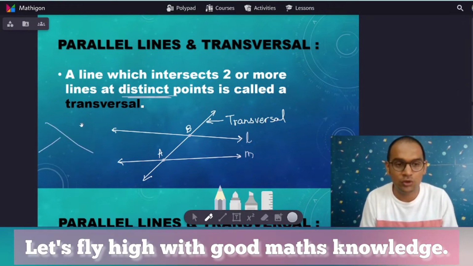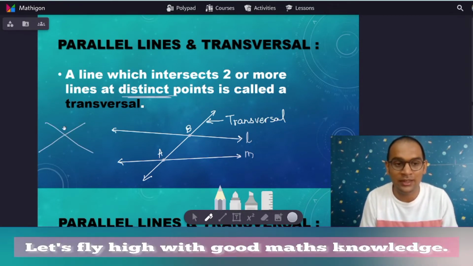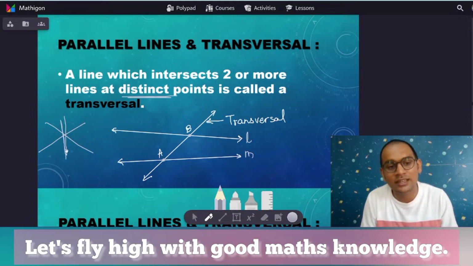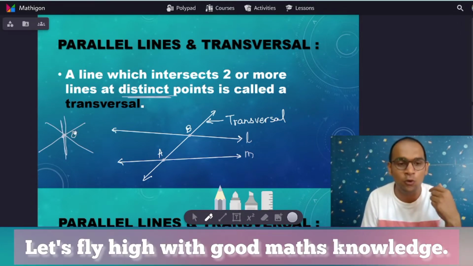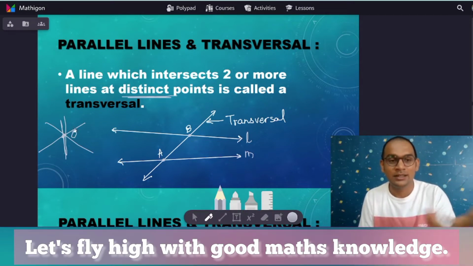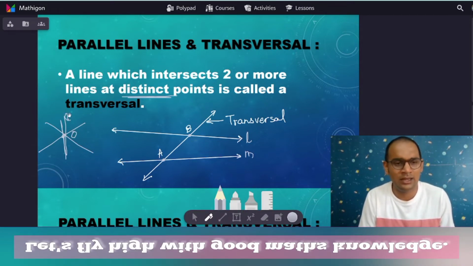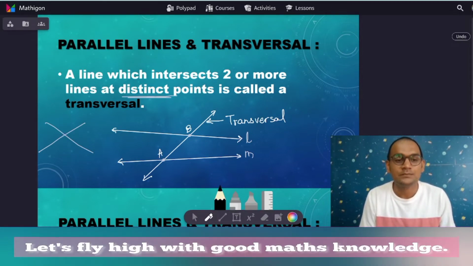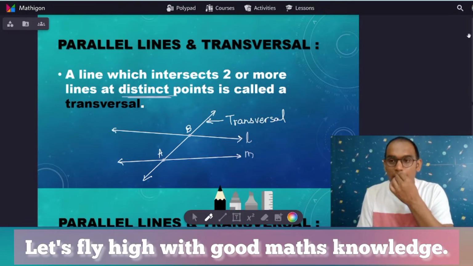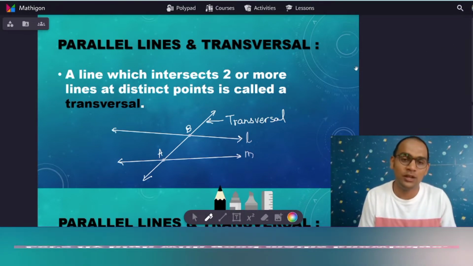For example, suppose you have two lines intersecting, and the third line is also intersecting from this point itself, which we could name O. Then this particular line, which we'll name L dash, is not a transversal. I hope you are able to see the difference. Okay. Now, a line intersecting two or more lines is called a transversal.